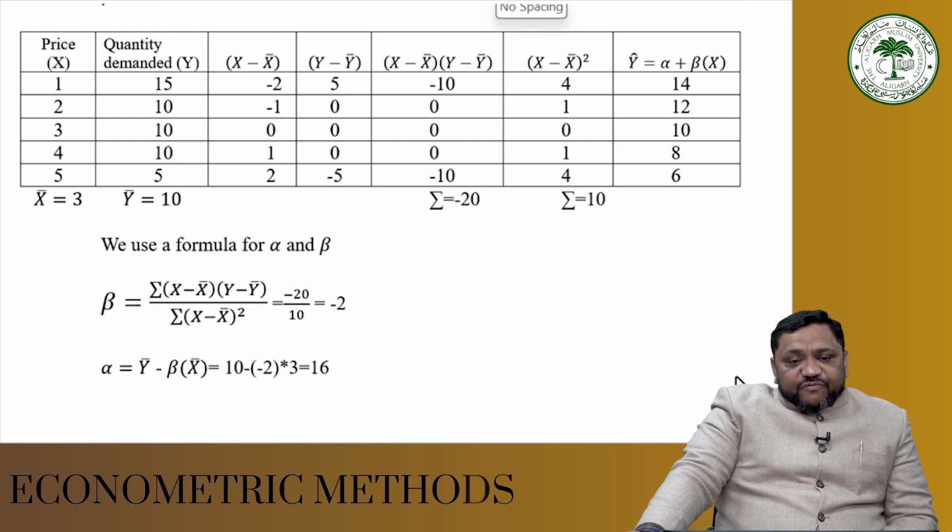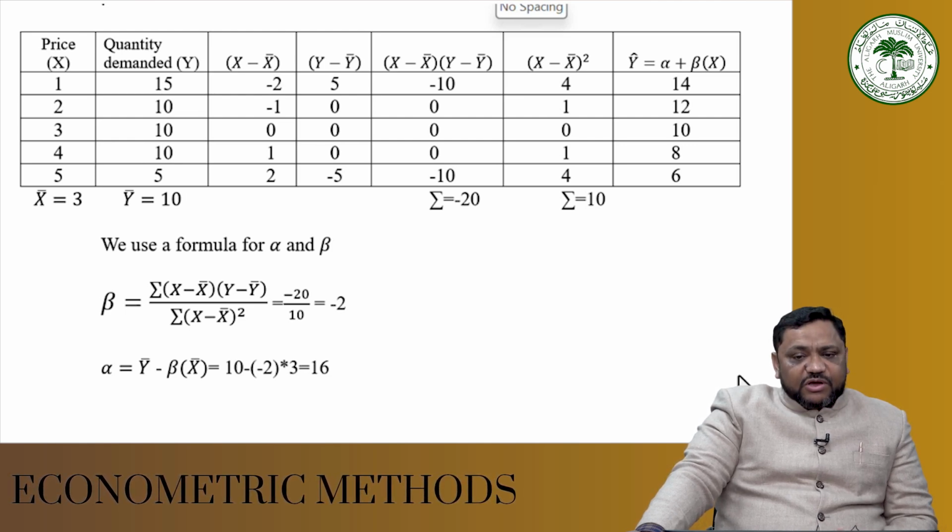So econometrics provides answers to the question of how much change in one variable affects the other. That is, it provides answers to the magnitudes of the relationship between variables. Econometrics provides empirical content to the economic theory.